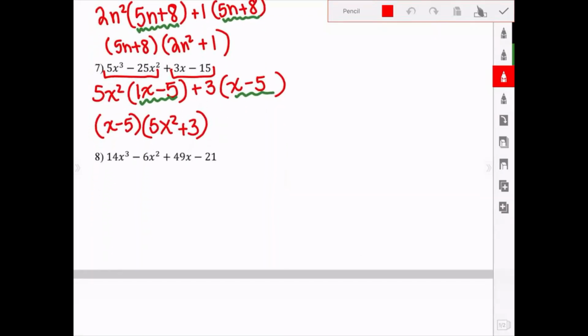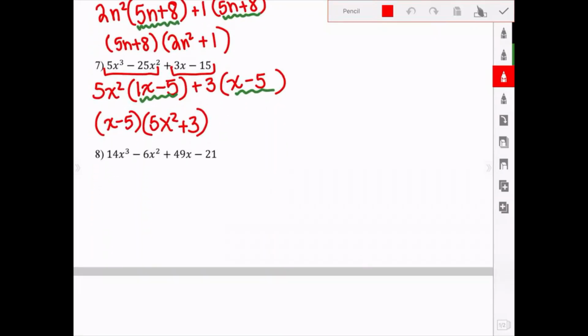Right, so number 8, we're going to group our polynomial. So between 14 and 6, we can take out a 2. And we can also take out an x squared. So we're left with 7x minus 3. So we divided 14 by 2 and got 7. We had 3 minus 2, and we have 1 exponent. Over here, we took 6 divided by 2 and got 3. We had x squared. We took away x squared, so now we have no x's.